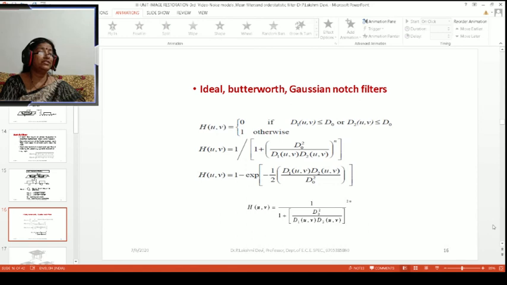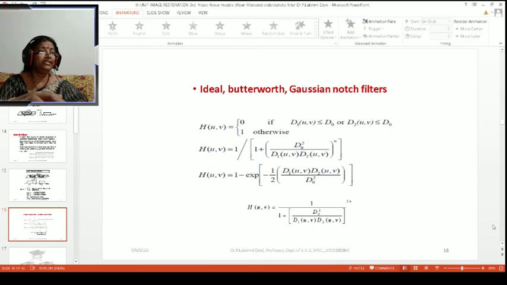For the Butterworth notch filter, H of UV is equal to 1 by 1 plus [D naught square by D1 of UV into D2 of UV] to the power of n. Then the transfer function of the Gaussian notch filter, H of UV is equal to 1 minus exponential of minus 1 by 2 [D1 of UV into D2 of UV by D naught square].